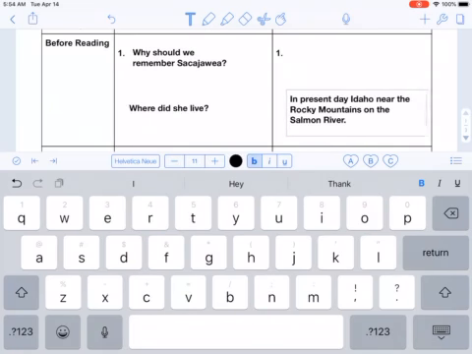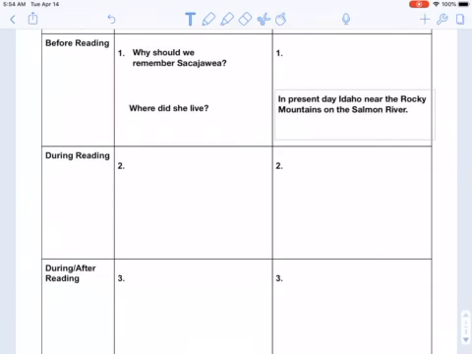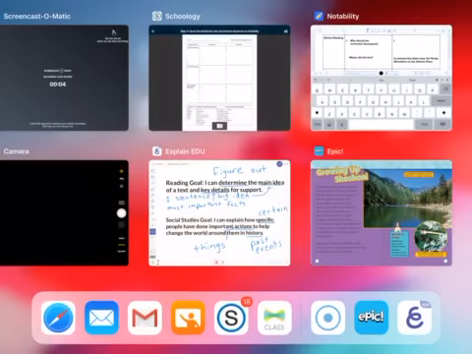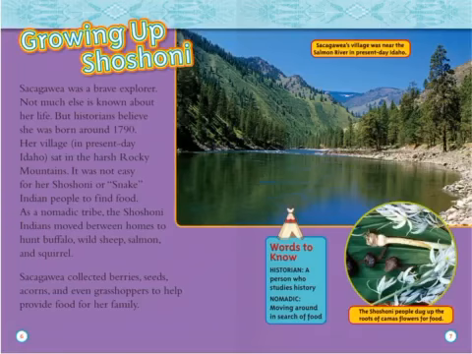And when it says present-day Idaho, what that means is that when she was living there, Idaho was not a state yet. Eventually it would become a state, but it wasn't then.